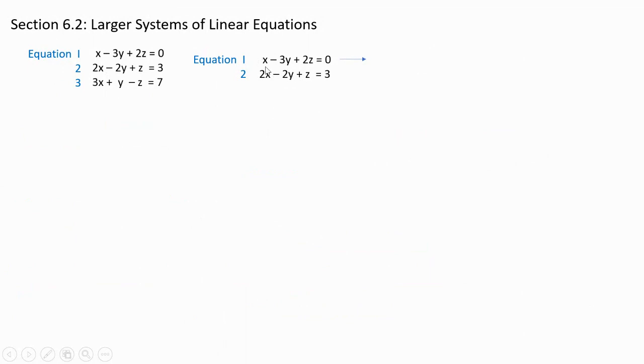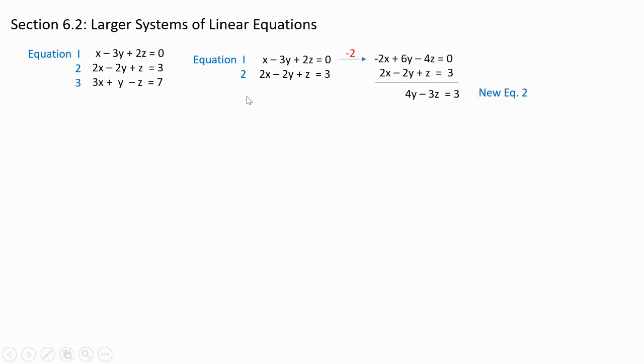So here, I'm going to get rid of the x's. I'm going to multiply this whole equation by -2. And again, why -2? Because we want the x's to be eliminated. So -2 times x gives us -2x. -2 times -3y gives us +6y, -2 times 2z gives us -4z, and -2 times 0 gives us 0. And we just bring down equation 2. After we add them, the x's will be 0, and this will be +4y minus 3z equals 3. So this is like my new equation 2.